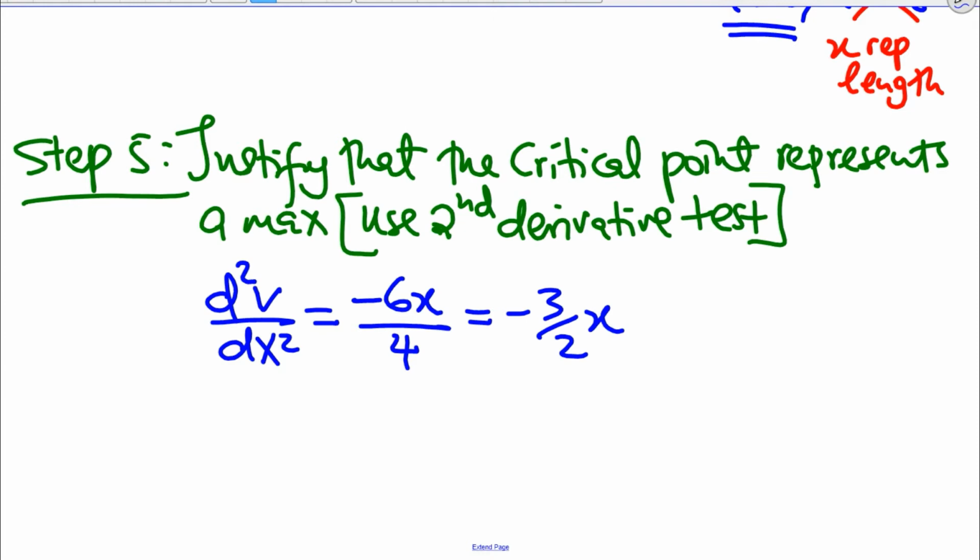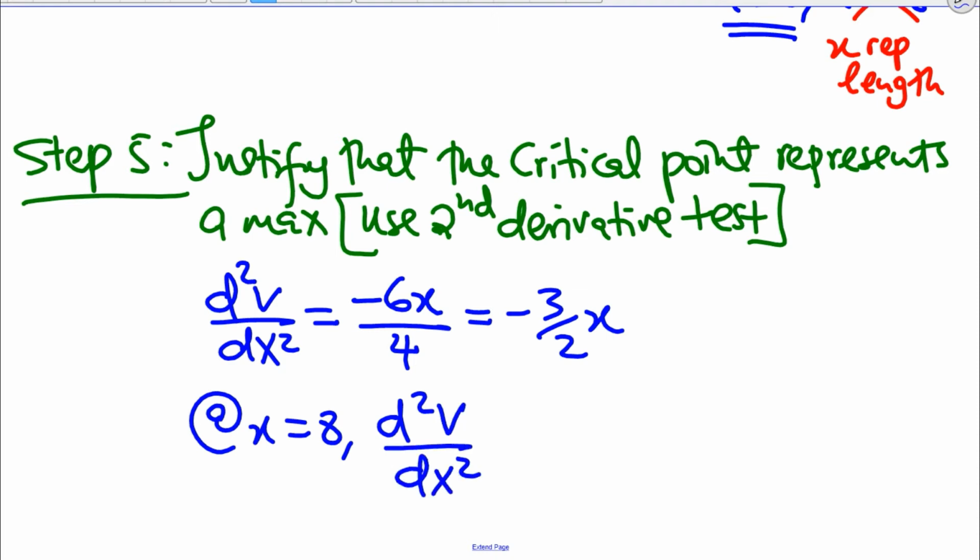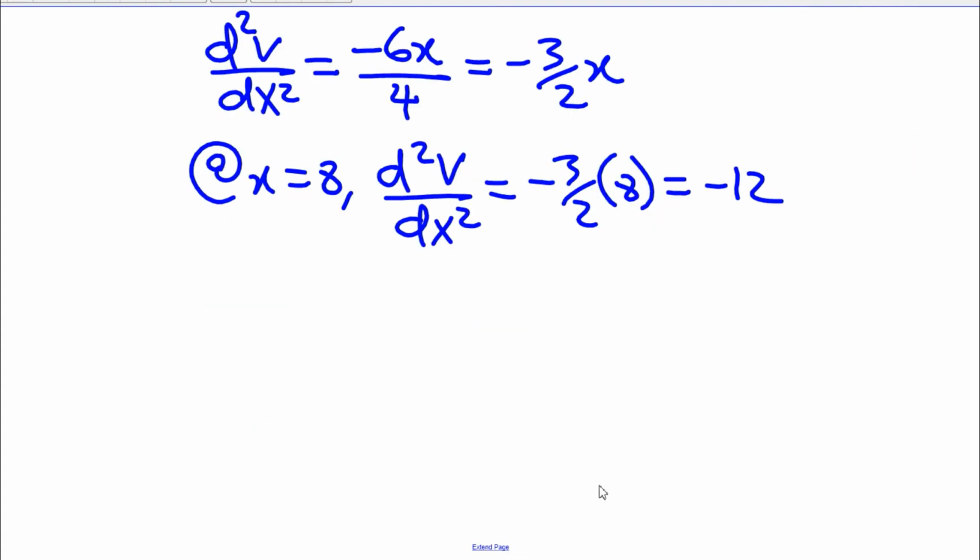Now at x equals 8, because that's our critical point, the second derivative will be equal to, you just plug in, so negative 3 over 2 multiplied by 8, which will be equal to negative 12. So we can see here that the second derivative is negative. Now since the second derivative is less than 0, then a maximum point occurs when x is equal to 8.